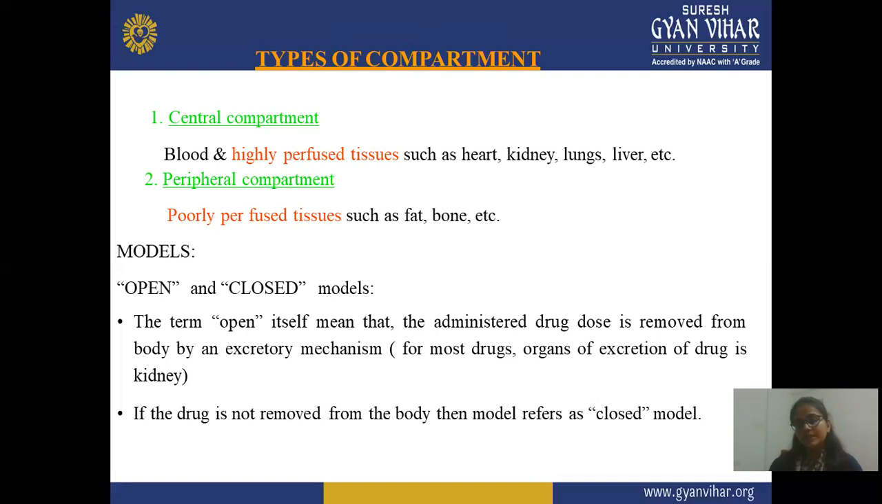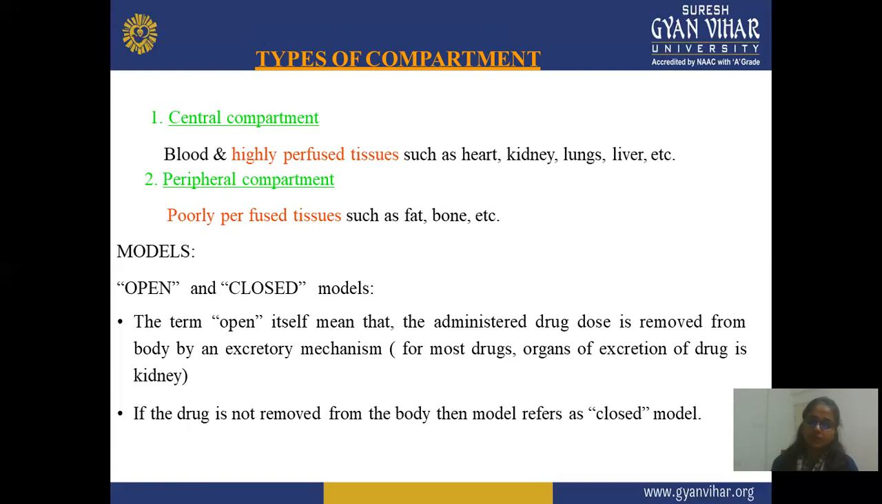So there are two compartments, central and peripheral. Central is highly perfused, in which we mainly cover kidney, lungs, and liver type of tissue. Second is the peripheral, which is poorly perfused, in which we mainly cover fat or bone type of tissue. And in the model, there are two types: one is closed and the second is open.